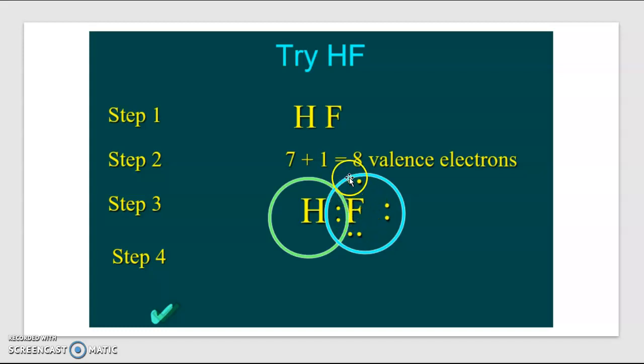Well, we have here represented 8 valence electrons. That's fine. And the other thing, fluorine gets the octet rule and hydrogen gets the duet rule. Then the structure that we represented is fine.